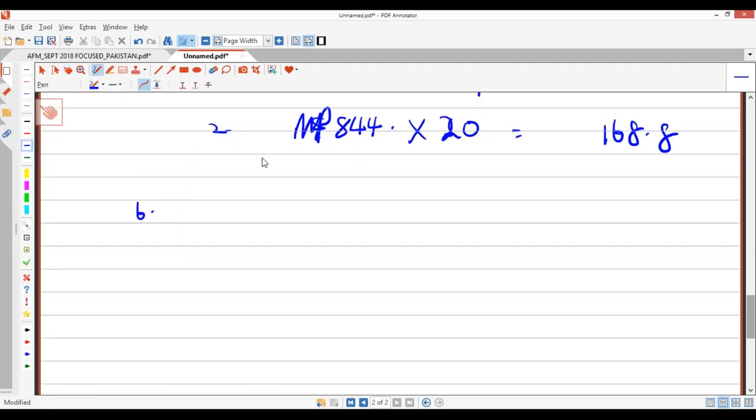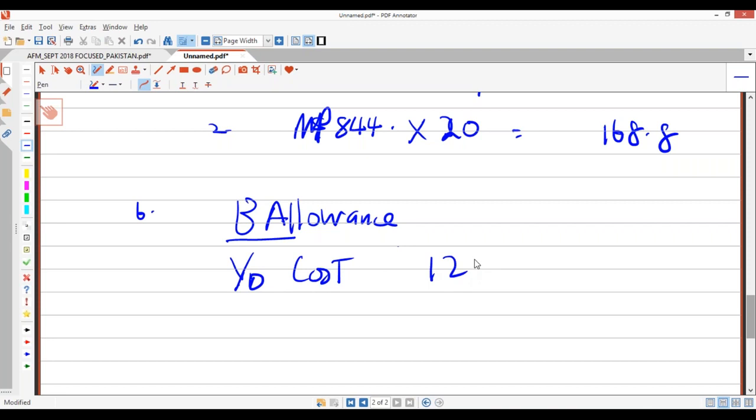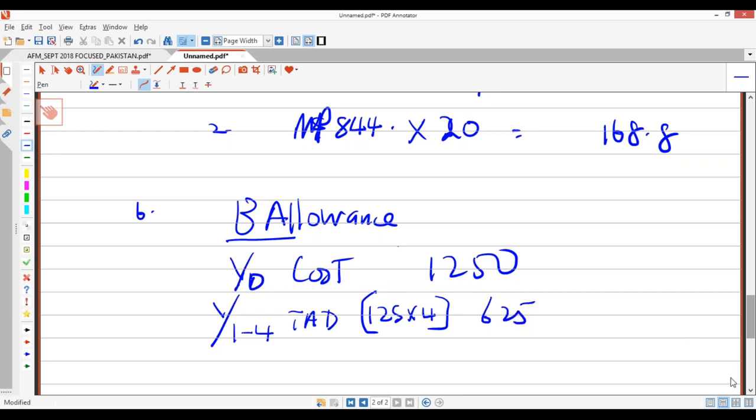Maybe you want to show TAD. I think TAD is not what we want to find. We want to find actually balancing allowance or balancing charge. TAD is not an issue, because we're going to have Megan peso. Year 0, your cost of your machine is 1250. Well, the life is 5 years. I always do 4 years for TAD. TAD accumulated 125 multiplied by 4, but TAD per annum is 125, so this is going to be 625.